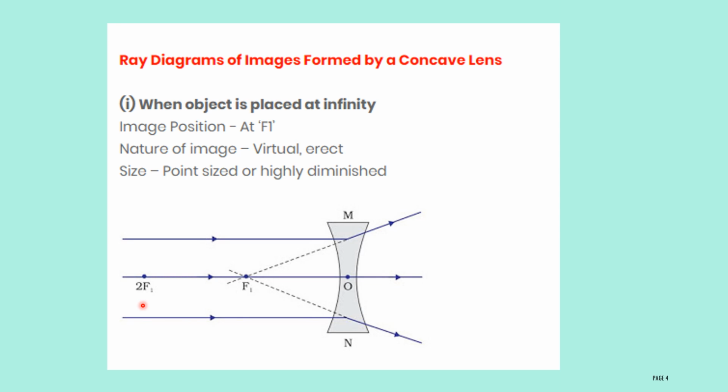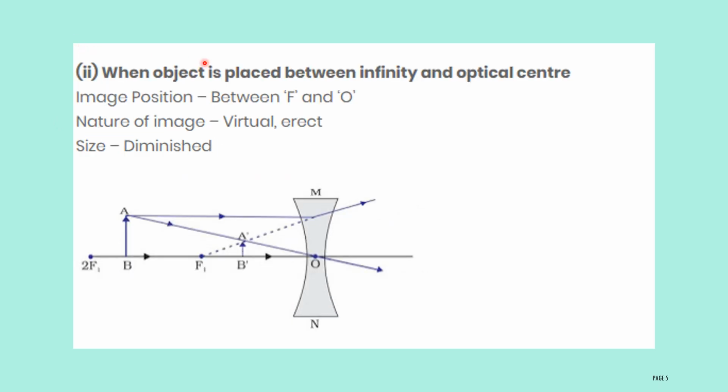The position of the object at infinity, then you get an image at position F1 on the same side of the lens. Therefore, the nature of the image is virtual and erect. Size of the image is point size and highly diminished. When an object is placed between infinity and optic center, the position of the image is between F and O. Nature of the image is virtual and erect. Size of the image is diminished.